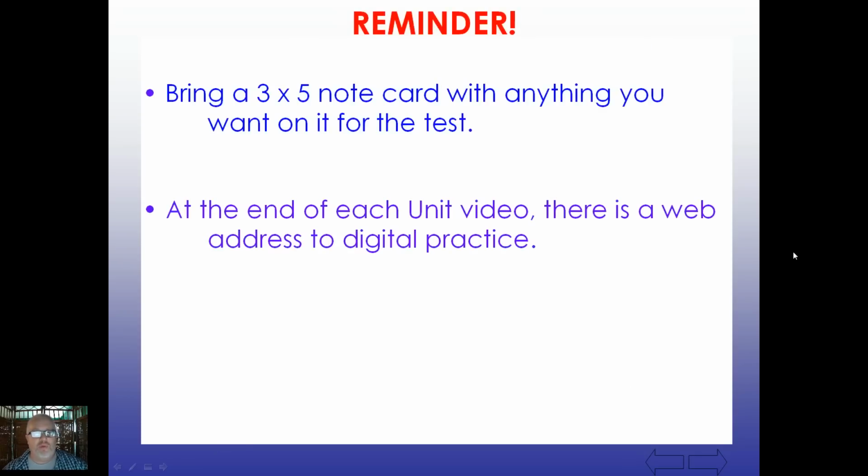Reminder, for your upcoming test, you can bring a 3x5 note card. Take the notes that you got in your notebook there, any examples you've got, any work you've got. You can put anything you want on the note card, front and back.